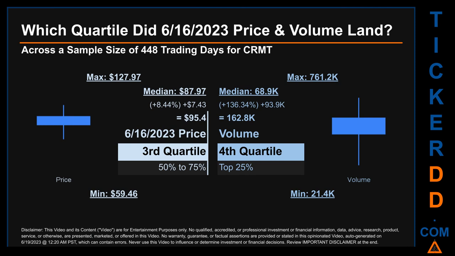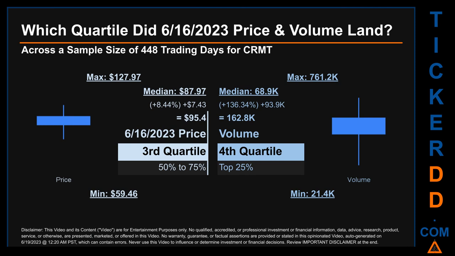The day's volume landed within the fourth quartile, marking it within the top 25% of all sampled daily volume, which saw a max daily volume of 761.2 thousand and a minimum of 21.4 thousand. Quartiles tell us about the spread of a data set by breaking that data set into quarters, just like how the median breaks the set into half.